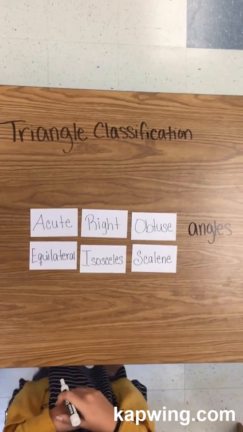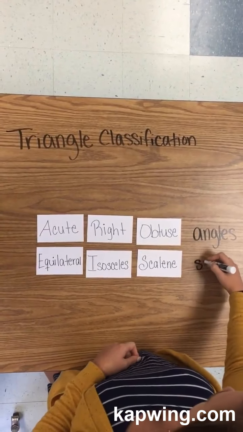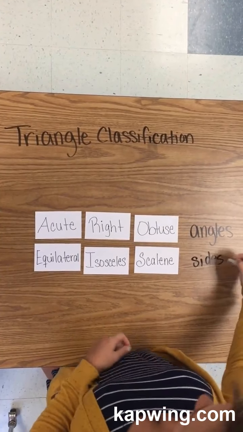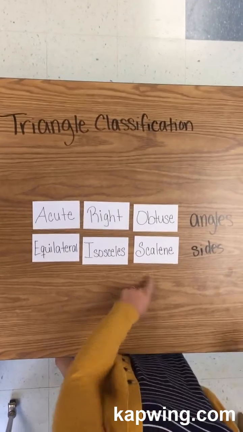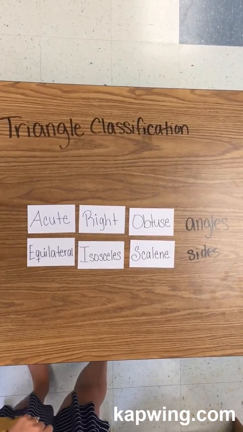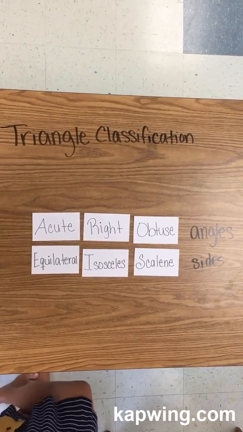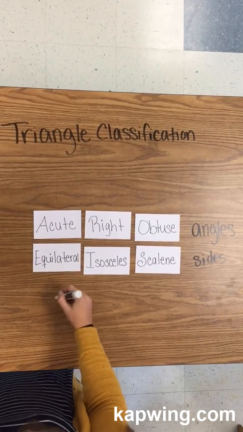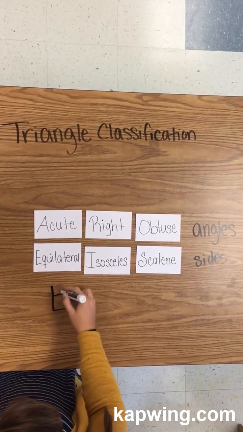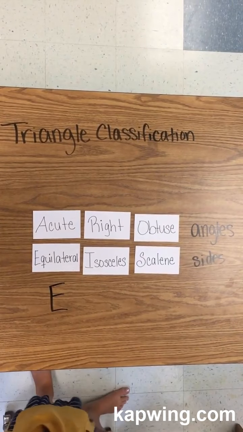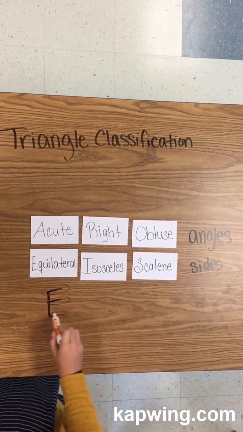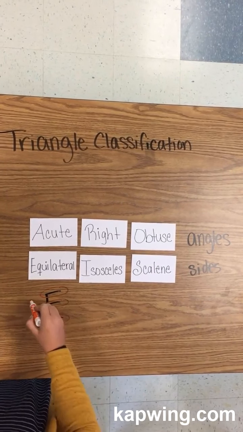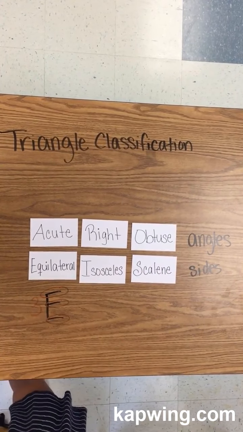And the next way to classify a triangle is by its sides. We have equilateral, isosceles, and scalene. I'm going to teach you a trick to remember how we're going to classify a triangle by its sides. We have equilateral triangles, and when I make the E for equilateral, you'll notice that it has 3 lines. That means it has 3 equal sides.